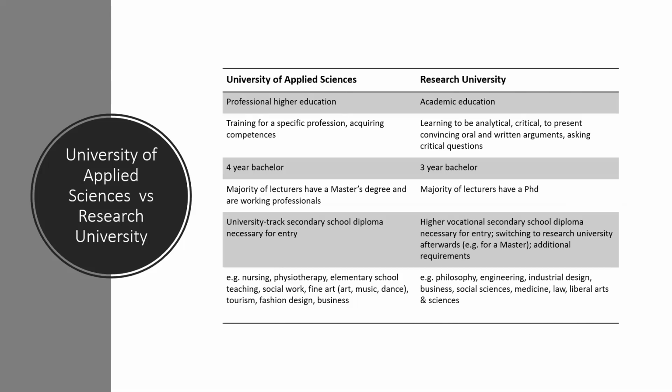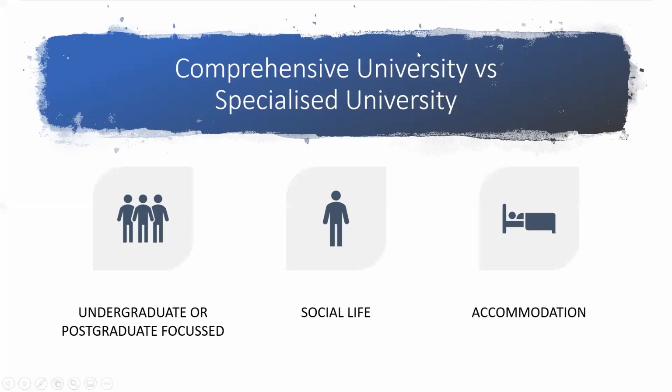The people teaching you in a research university will be researchers themselves, typically with a PhD and conducting their own research when they're not lecturing. And these are going to have academic entry requirements based on the secondary school education students had. The sort of subjects we're talking about here would be things like philosophy or engineering or history, business in a theoretical way, medicine, the law, and indeed liberal arts and sciences universities, which I'll touch on slightly later.